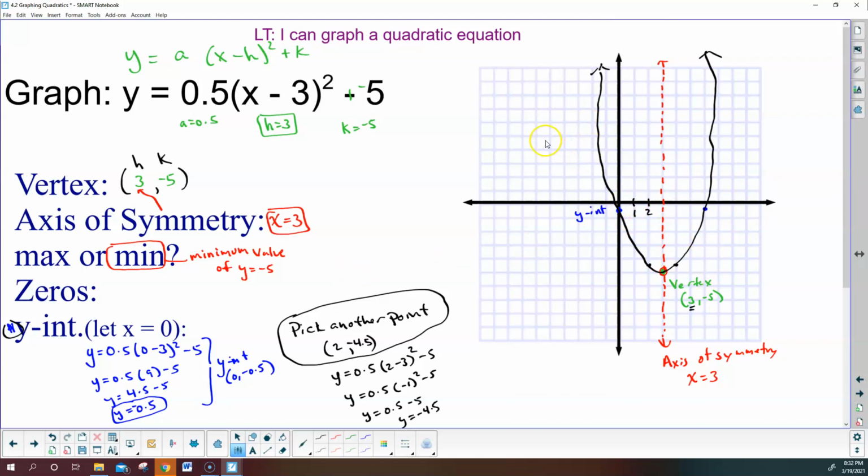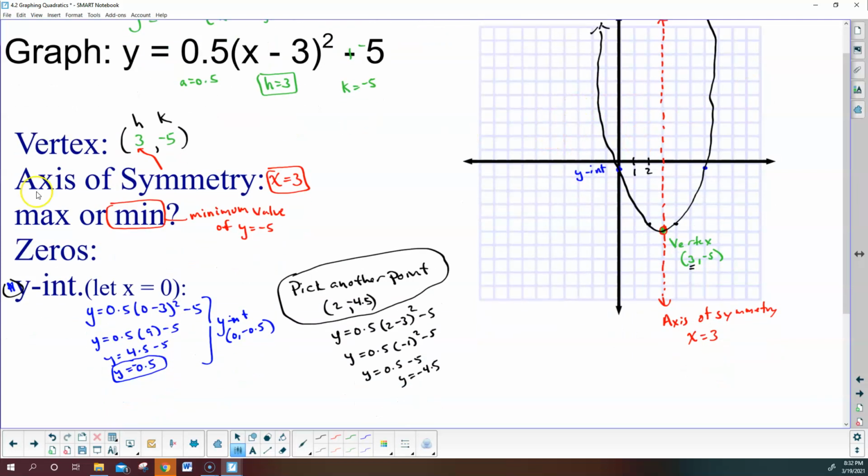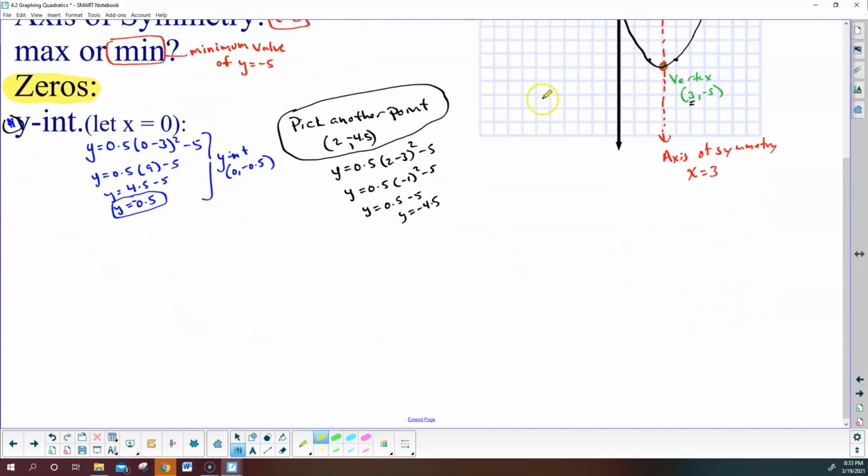Okay, so I want to make one small connection to what we did. I don't expect you to write this, but what about the zeros? What if I wanted to find zeros for this equation? Well, what do we do? We set the equation y equal to 0, and then we solve. So I'm going to just do that down here.